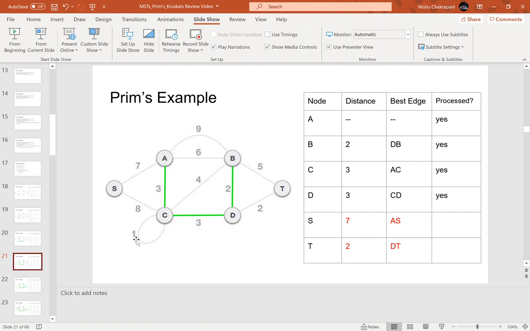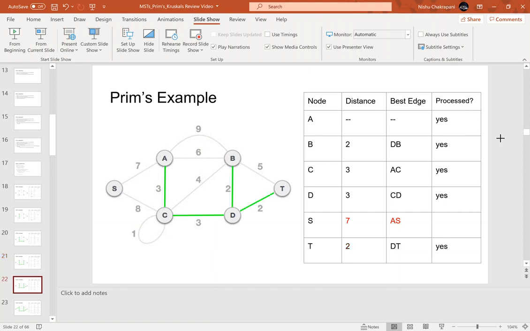We could go back to C, but again, C has already been processed, so we don't include that. Or we could go to T, but the way to get to T is actually more expensive than the way we had earlier from D to T. So we don't do anything at this node. We just mark it as processed, and then we move on.